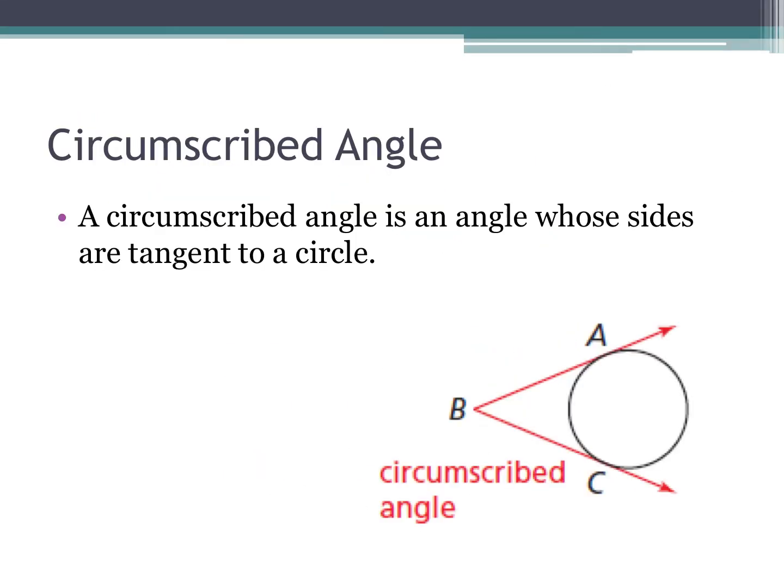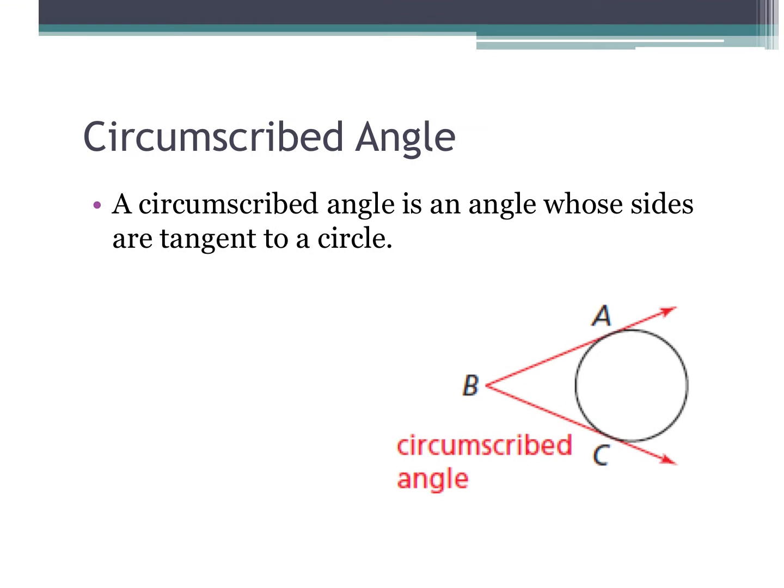The next one is a definition, and it's a circumscribed angle. We've seen circumscribed polygons, but now we have a circumscribed angle. A circumscribed angle is an angle whose sides are tangent to a circle. So the circumscribed angle is this angle B that's here. Notice its sides are the tangents.